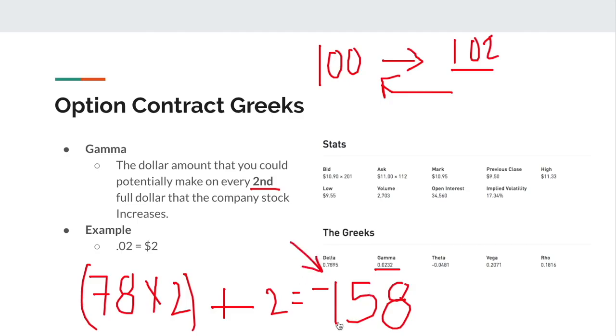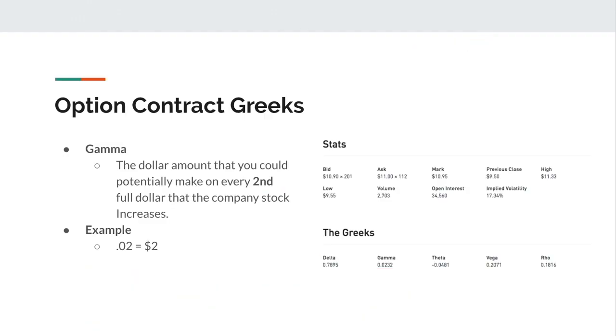It's very hard to recover from this much loss unless you're trading a volatile stock, which can swing back in your direction before expiration. So again, gamma is the dollar amount that you could potentially make on every second full dollar move that the company stock increases or decreases. I'm sorry, I should have said or decreases, depending on calls or puts, depending on which one you're playing. So let's go ahead and clear that up and move on.